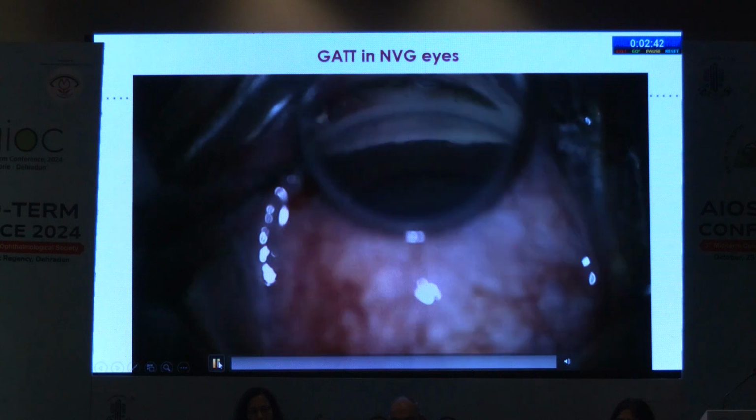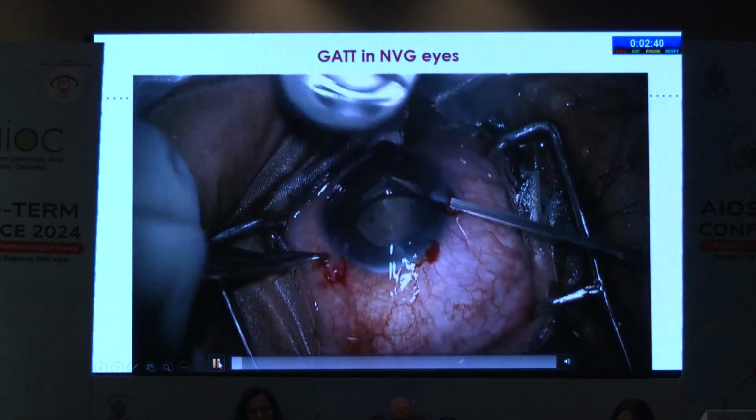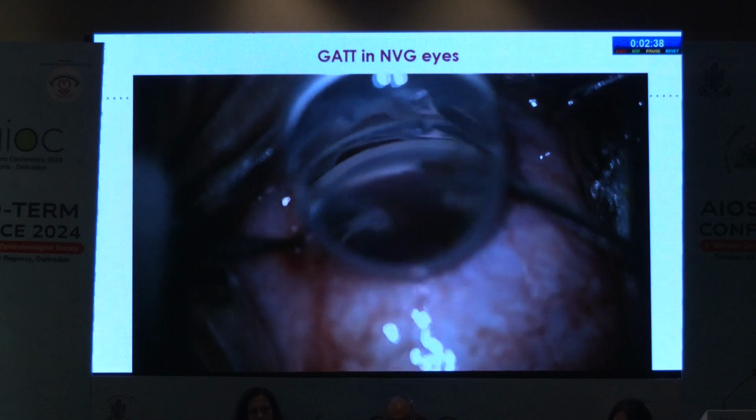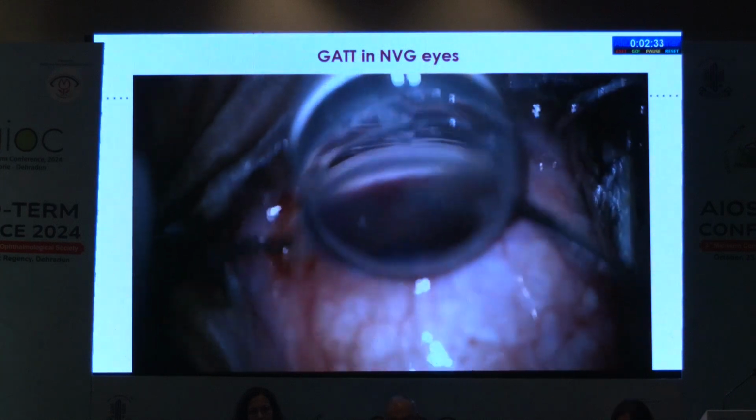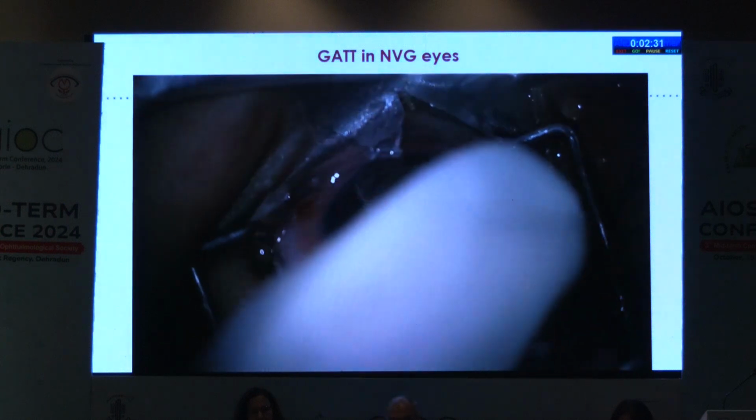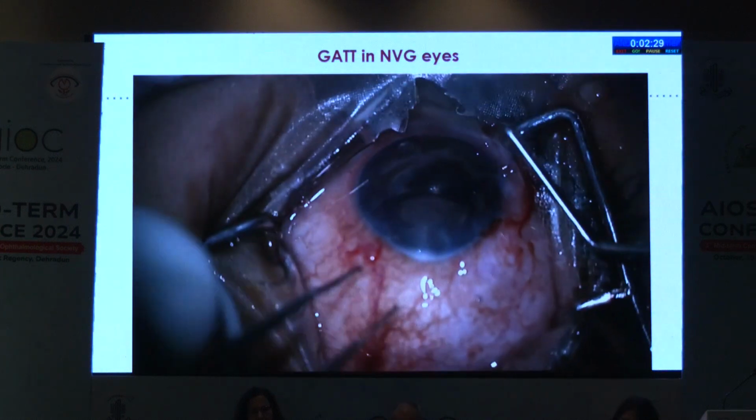GAT can also be done in some refractory cases. This is an example in an NVG eye where the IOPs were 30 and 38 on maximum medications, and we didn't really want to do a trab at this stage and wanted to wait, after which MIGS can be done. So we attempted the MIGS.